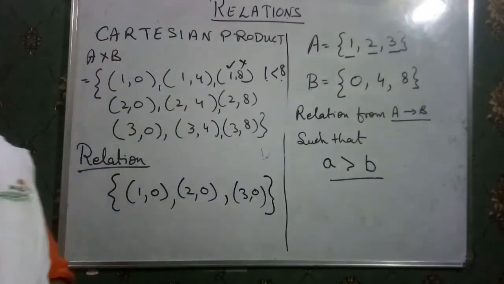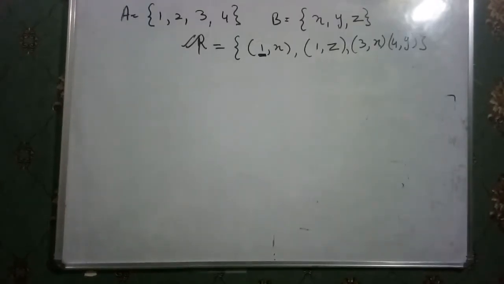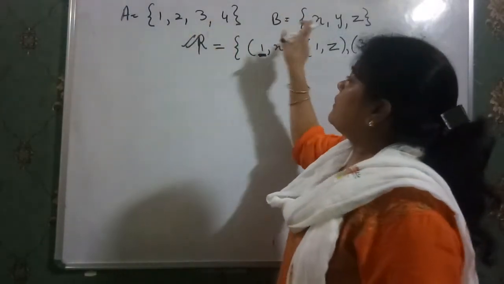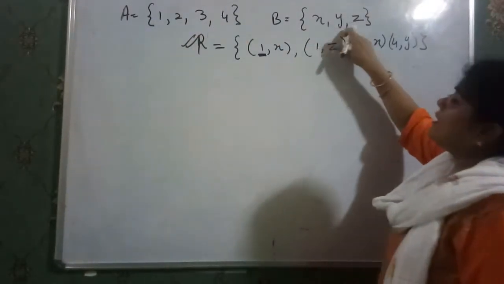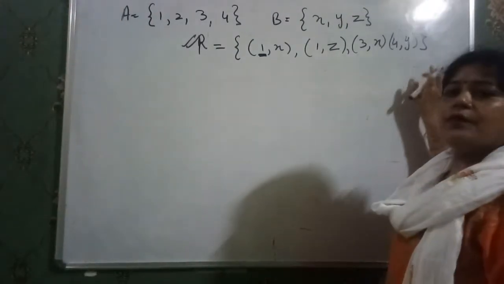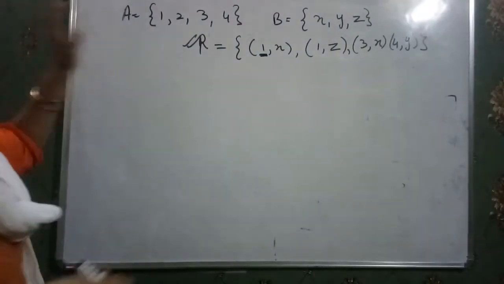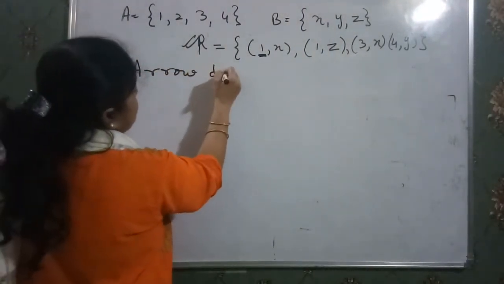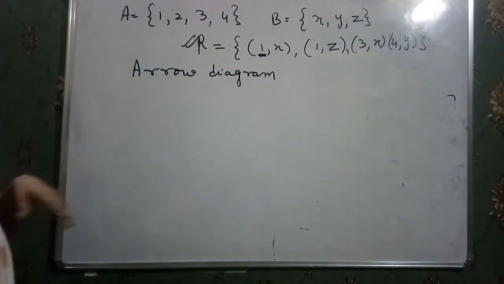Now the next topic I am going to explain. There are two sets A and B which have the elements 1, 2, 3, 4 and the elements X, Y, Z, and there is a relation between them. It is given in the question, and we have to represent this relation with the help of an arrow diagram. How will you represent this relation with the help of an arrow diagram?